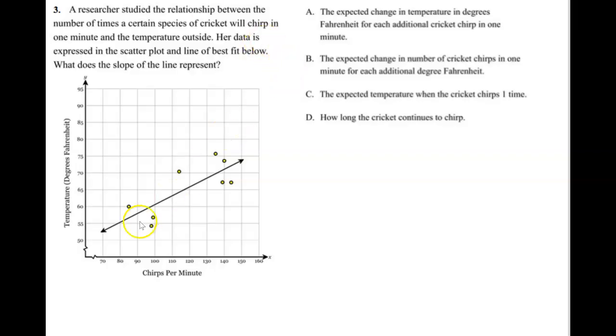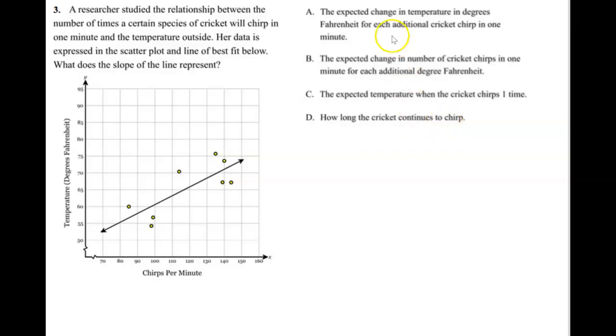Now on this one, we're talking about the slope. What does the slope of the line represent? And anytime you talk about slope, you're talking about the rate of change and how something changes. Okay, so here we've got the expected change in temperature in degrees Fahrenheit for each additional cricket chirp in 1 minute, the expected change in the number of crickets chirping in 1 minute for each additional degree Fahrenheit, or the expected temperature when the cricket chirps 1 time. Notice how there's no change in that one, and how long the cricket continues to chirp. That there's no change there.